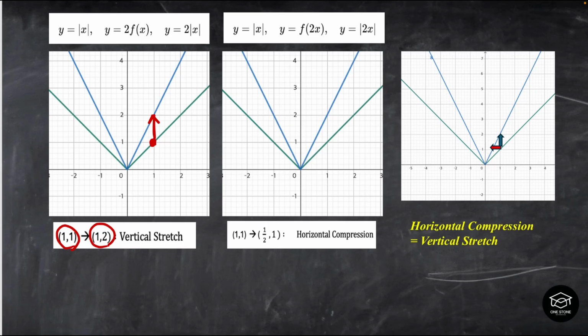Now, let's check the other case, y equals f of 2x. The same original point, (1, 1), is transformed into (1/2, 1). This time, the y value stays the same, but the x value is divided by 2. So even though both transformations produce graphs with the same overall shape, the actual movement of each point is very different. One stretches the graph vertically, and the other compresses it horizontally.